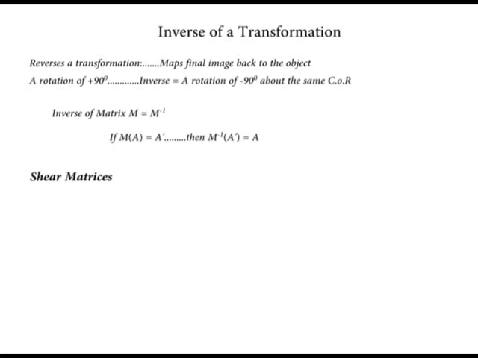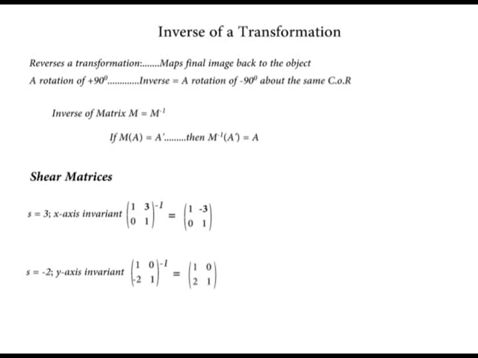For example, [1, 3; 0, 1] is a shear matrix of scale factor 3 and x-axis invariant. 3 represents the shear factor. The inverse of this matrix will be [1, -3; 0, 1]. We change the sign of the element in the matrix representing the shear factor. [1, 0; -2, 1] is a shear matrix with scale factor negative 2, y-axis invariant. The inverse of this matrix will therefore be [1, 0; 2, 1].